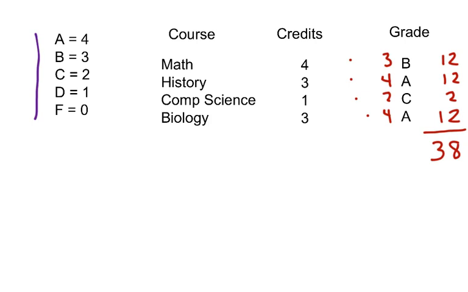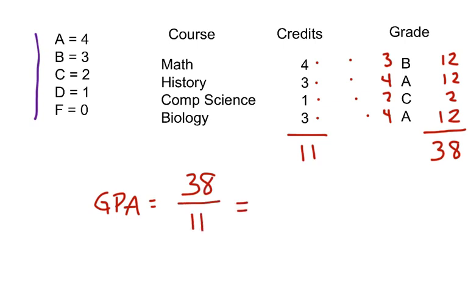Now you're thinking, well, how is that going to give us a grade point average? Well, what we do is we take the number of grade points and we divide that by the number of credits, which in this case is 4, 5, 6, 7, 8, 9, 10, 11. And so the grade point average for this student is going to be 38 grade points that they earned divided by the 11 credits that they took. They're going to have a grade point average of 3.45.